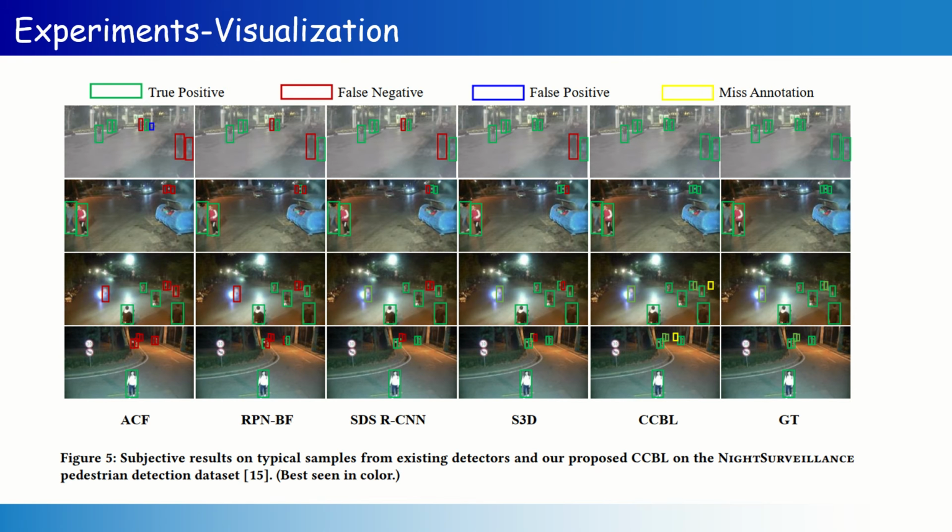Meanwhile, we found that a small number of difficult samples were neglected in the annotation of the night surveillance dataset, especially pedestrians with dark clothes in the dark, as shown in the last two images. We have validated the proposed CCBL with existing methods on the night scenes dataset. Competitive performance is achieved in different scenes.